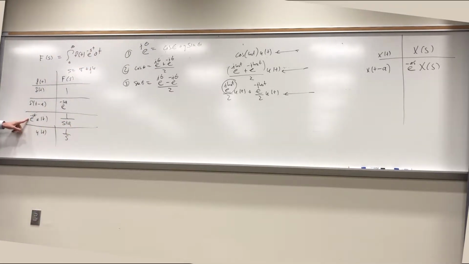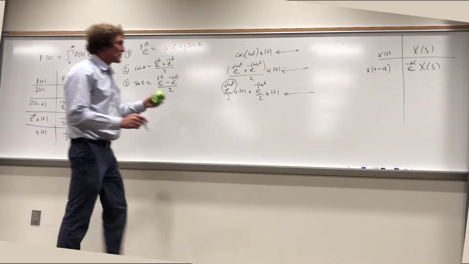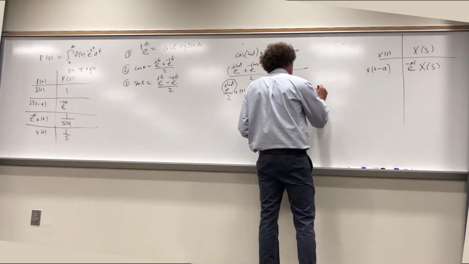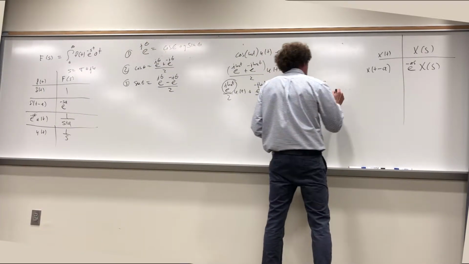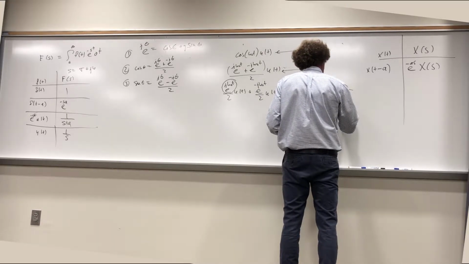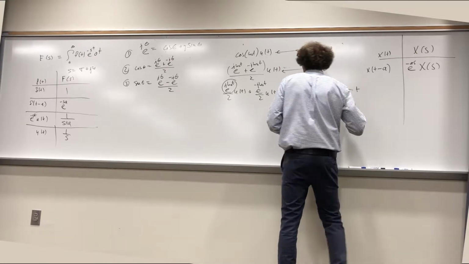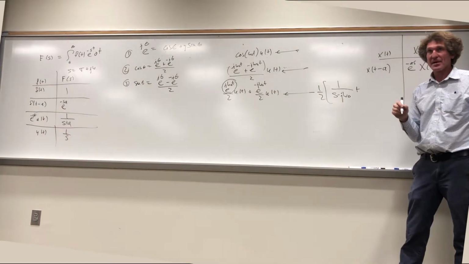Look over here. We have e to the minus at u of t, and it goes to 1 over s plus a, right? What is a in that case if I have j omega naught t? A would be minus, right? It would be minus j omega naught, correct? Not t, but minus j omega naught. So the first one, you've got a 1/2 I'll leave out in front. So then I have 1 over s minus j omega naught.